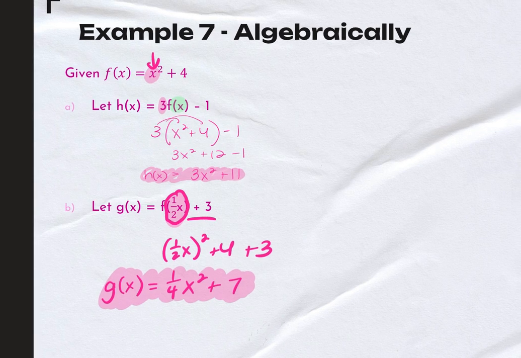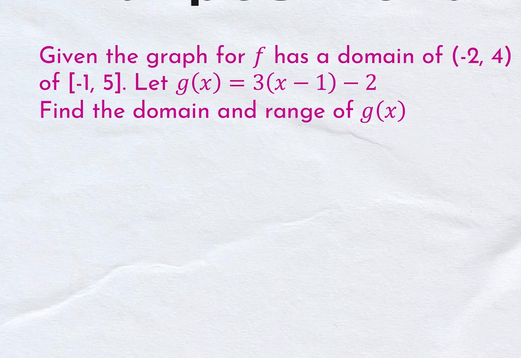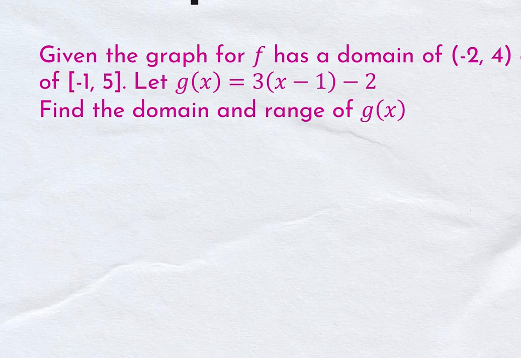All right, again, we did points, we did algebraically. What's left is domain and range. So given the graph for f has a domain of -2, 4, these are both in parentheses, so those don't change. The parentheses and brackets won't change, so be really careful, okay? And range is -1 to 5 with brackets. Let g of x equal 3 times x minus 1 minus 2. What order do you do it? Stretch or move? Stretch, so we're going to do the same thing here, okay?